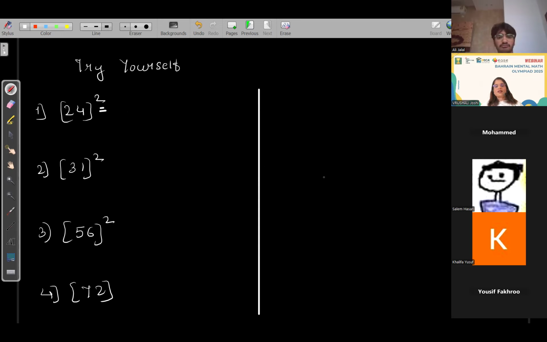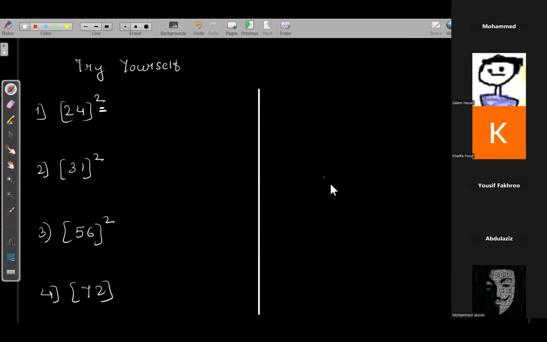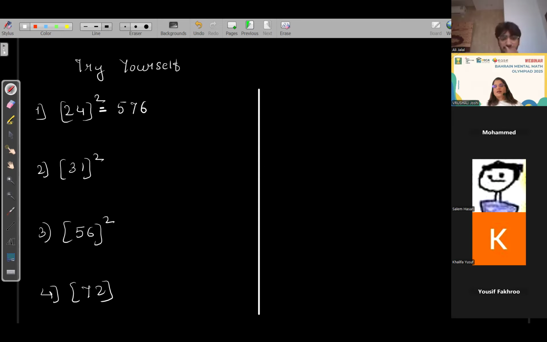Perfect. Who got this? Yusuf. Yes. Very good. This is 576. How many getting it? You can do this mentally. See, 3 threes are 9, correct? Square. Then 3 twos are 6. 3 ones are 3. No, 961. 1 square is 1 only. Square of 1 is 1.